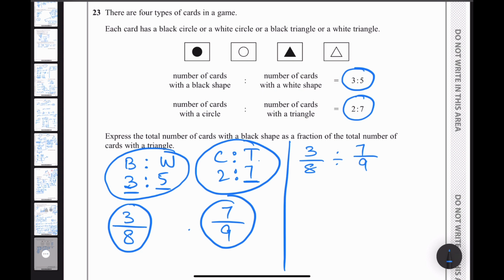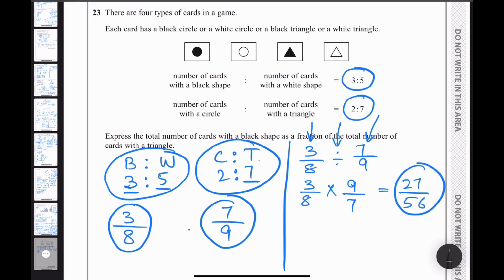Keep, change, flip. So we'll keep this first fraction as it is, change the sign of division into multiplication, and flip this fraction. So it'll become 3 over 8 times 9 over 7. Now we'll just multiply them. So 3 times 9 will become 27. 8 times 7 will become 56. We cannot solve it further. So that will be our final fraction, and this is paper 1 of 2020 Pearson Edexcel GCSE higher tier.